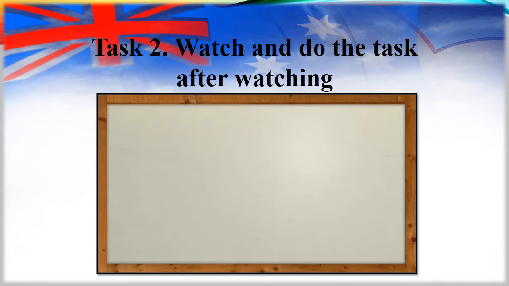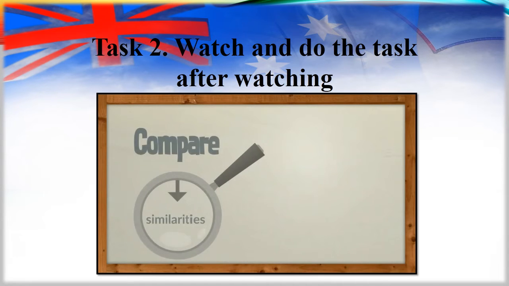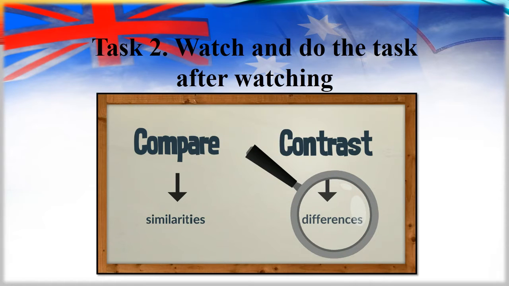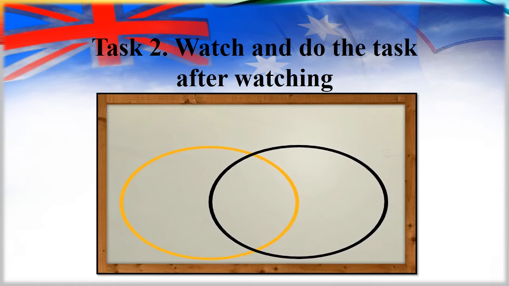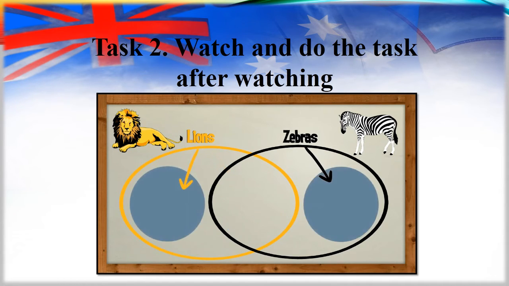Task 2. Watch and do the task after watching. To compare means to identify similarities between two or more things. To contrast means to identify differences. As an example, we're going to use a Venn diagram to compare and contrast lions and zebras. A Venn diagram is a useful tool to help organize similarities and differences.